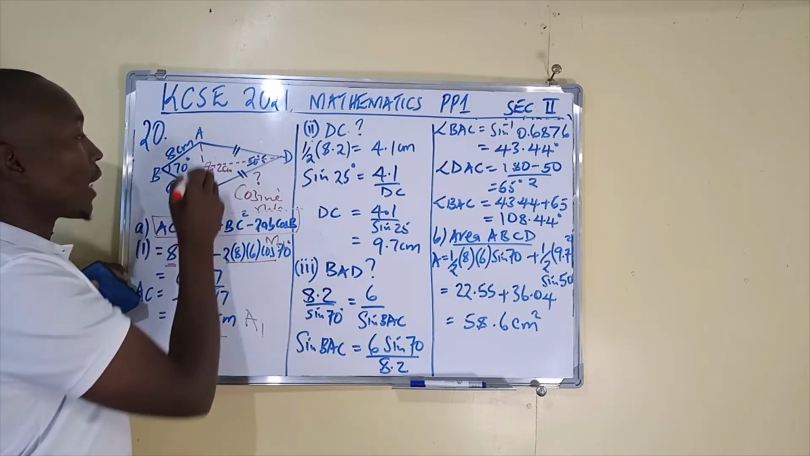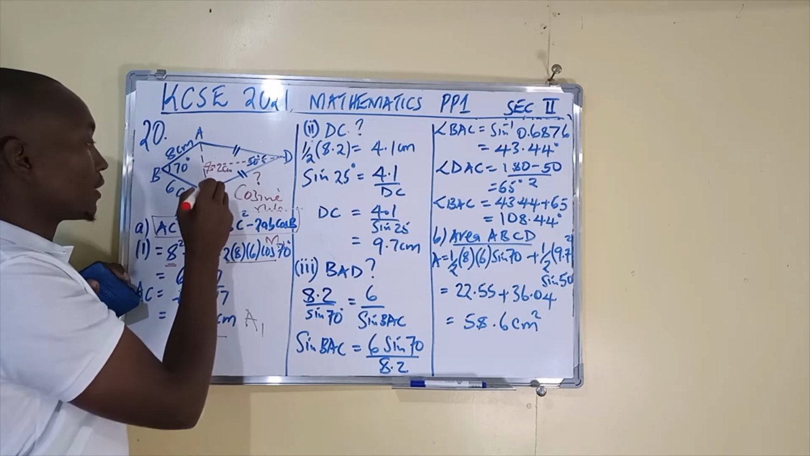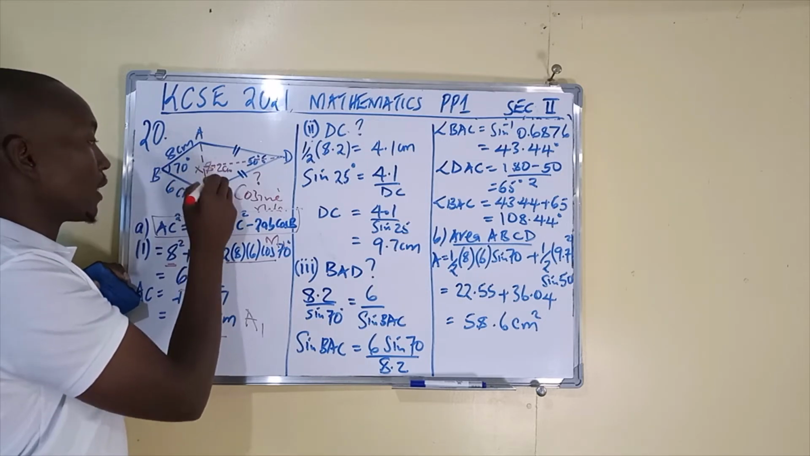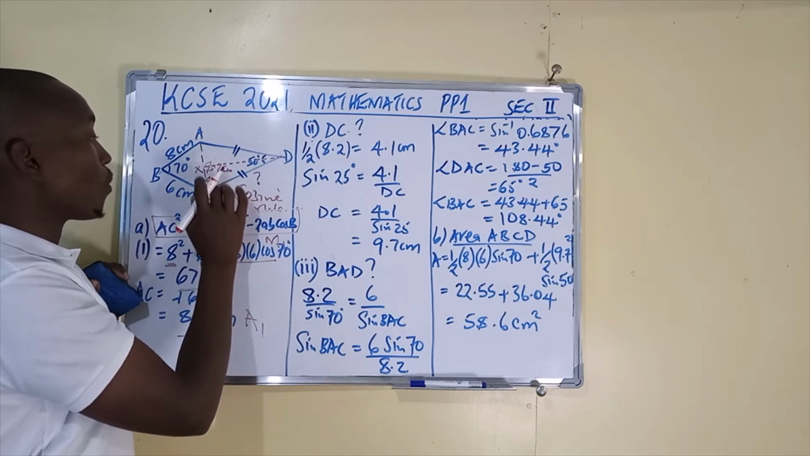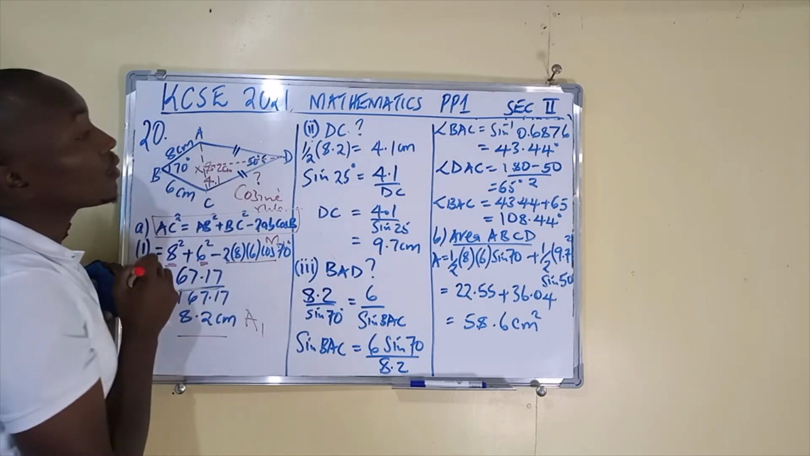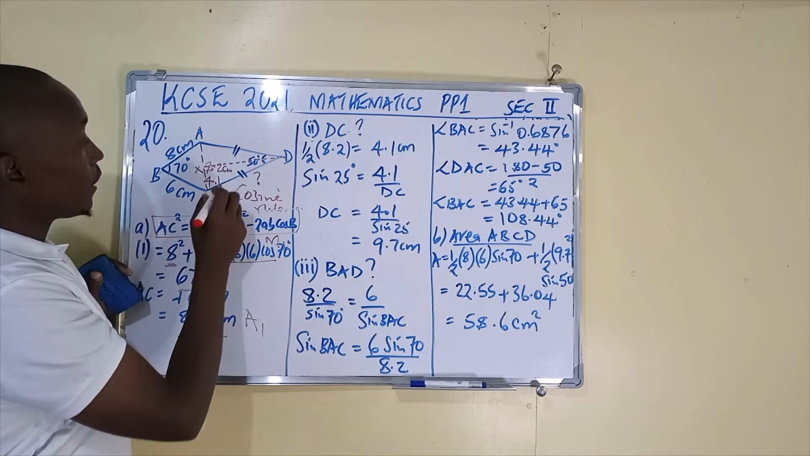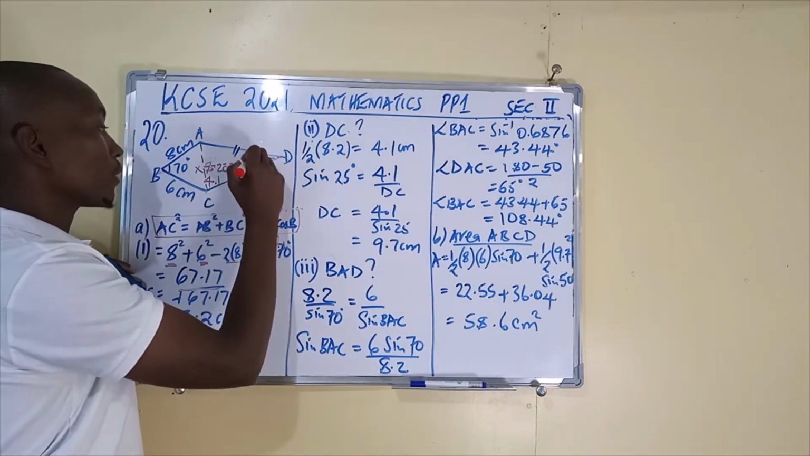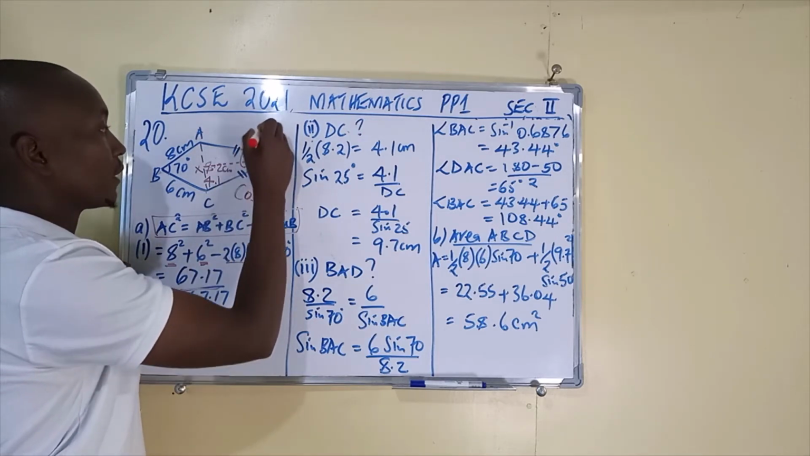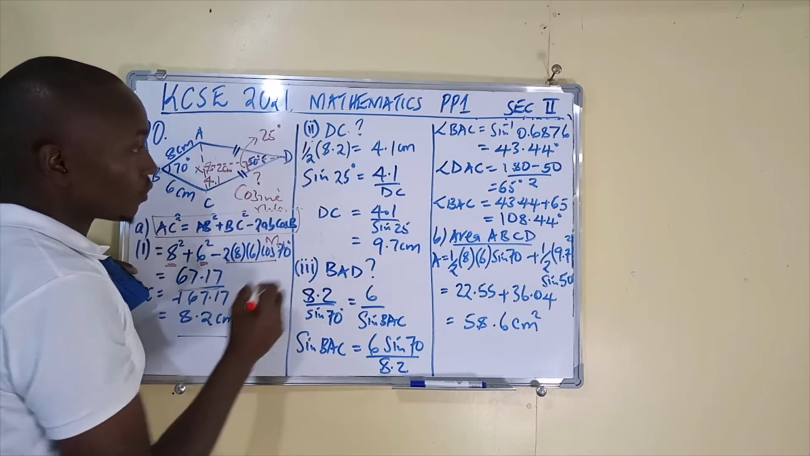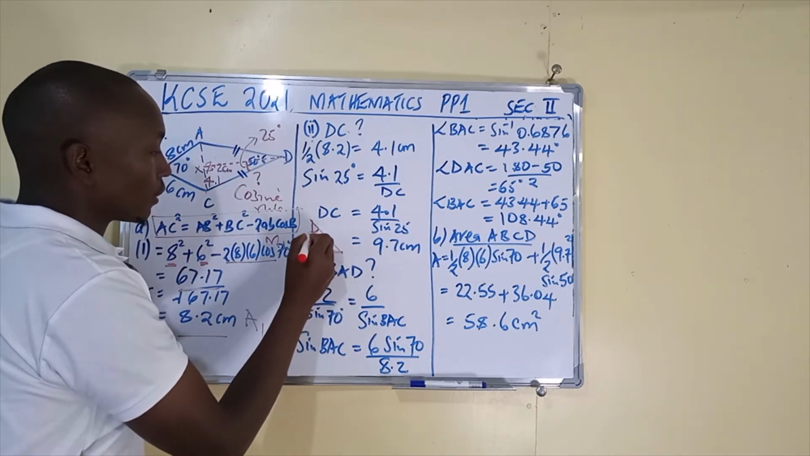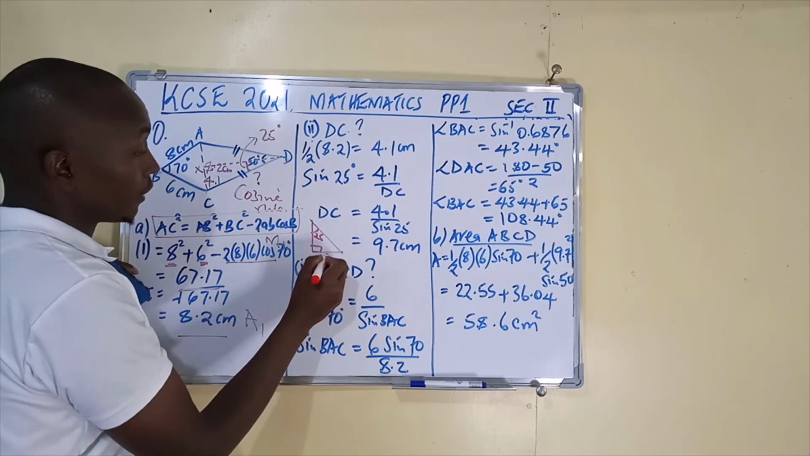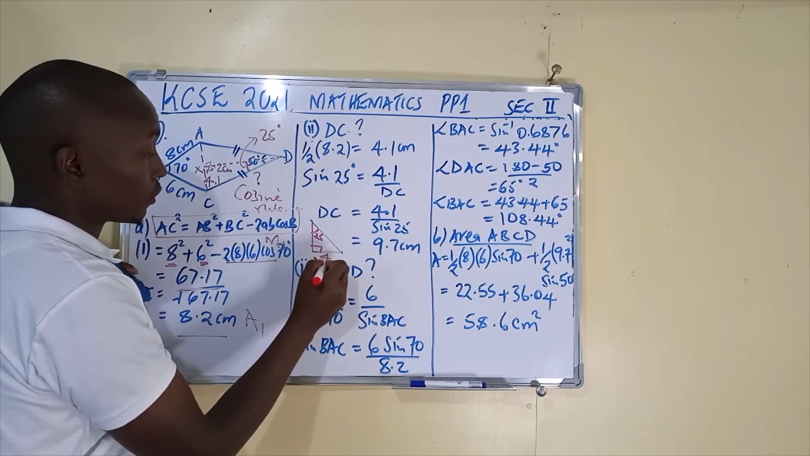And if I do that, I will bisect AC such that A to a point here is half of 8.2. So it will be 4.1, yes, 4.1. Then the angle here, this angle also is bisected, so it is 25. So I'm working with a triangle that looks like this. This one is 25. The length here is 4.1.